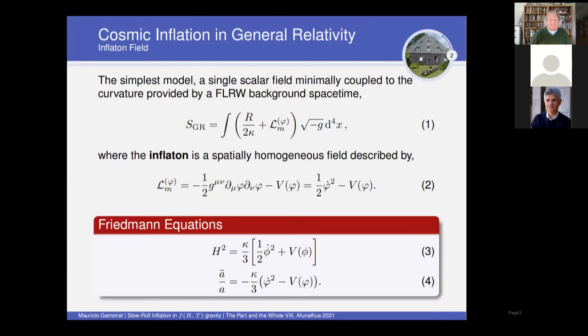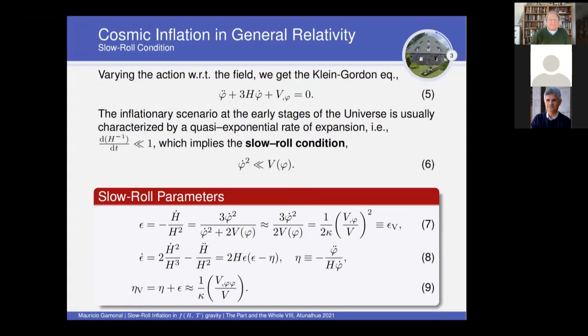And the simplest way to do that is adding a single scalar field, minimally coupled to the curvature. And this is the simplest inflationary model that we can have. You use a spatially homogeneous field described by this Lagrangian. We have the Friedmann equations when we replace into the Einstein field equations. The first one is the first Friedmann equation. The second one is the acceleration equation, which gives us the dynamics of this field, which we call the inflaton. When we vary the action with respect to the field, we obtain the Klein-Gordon equation of this field, coupled with the Hubble parameter.